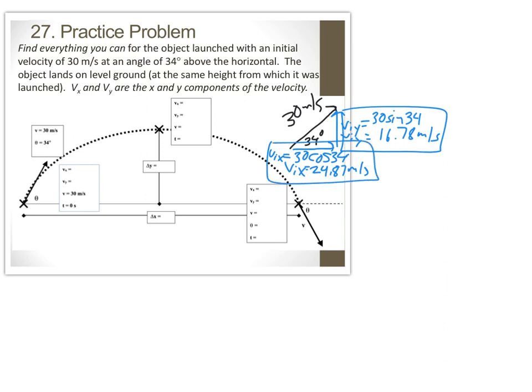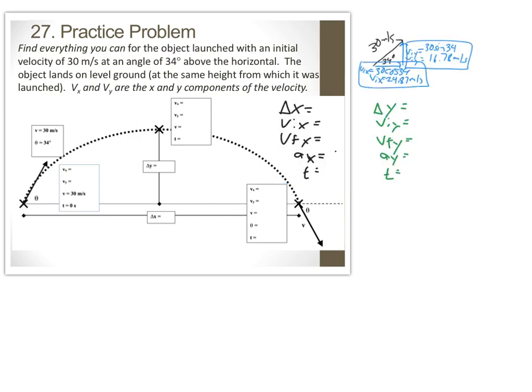I can now set up my chart in both the x and the y direction, and we'll go from there. I know right off the start that my acceleration in x is 0, and my acceleration in y is going to be negative 9.8 meters per second squared. I just found my initial velocity, so in the x it is 24.87 meters per second. That also happens to be my final, since we're traveling at a constant speed. In the y direction, my initial is 16.78 meters per second. So that's where I am right now.